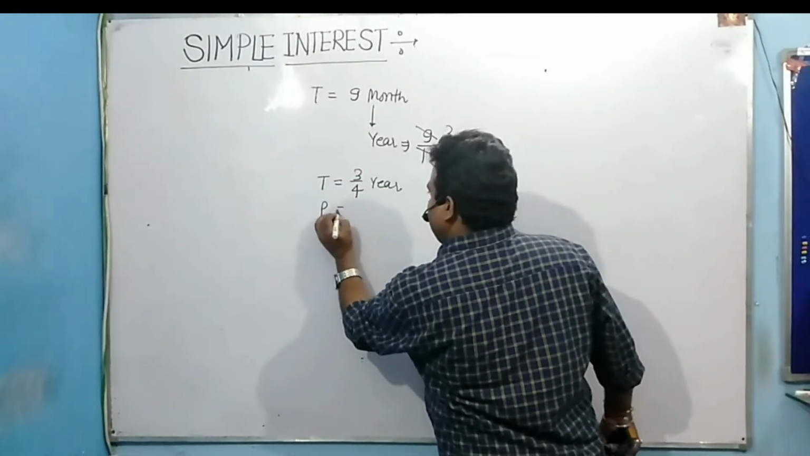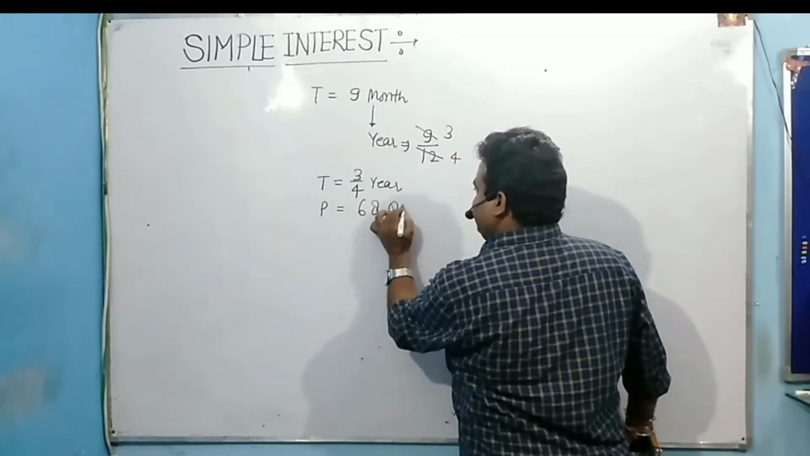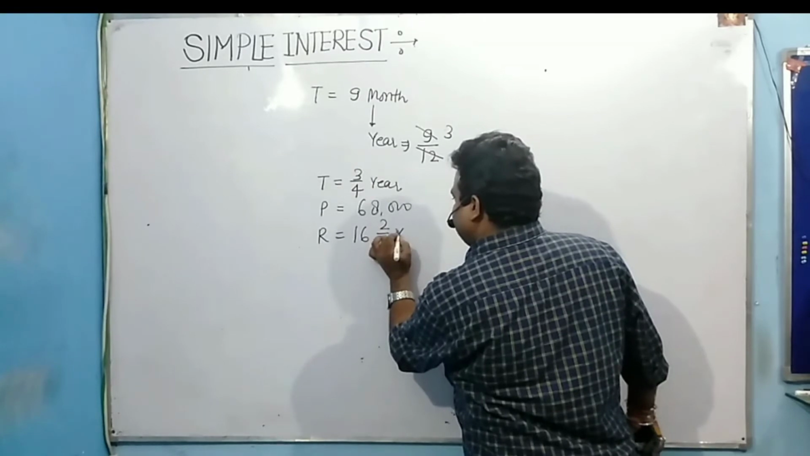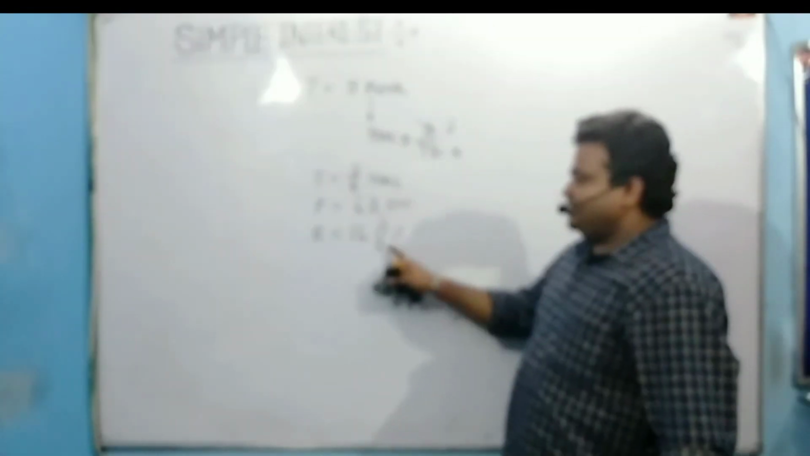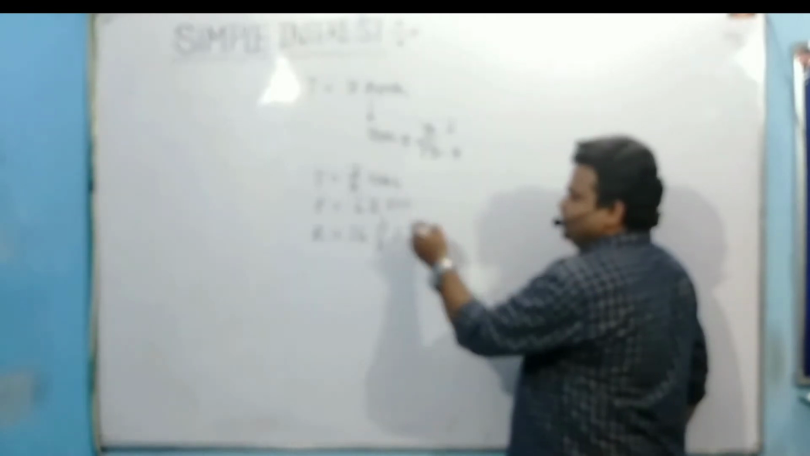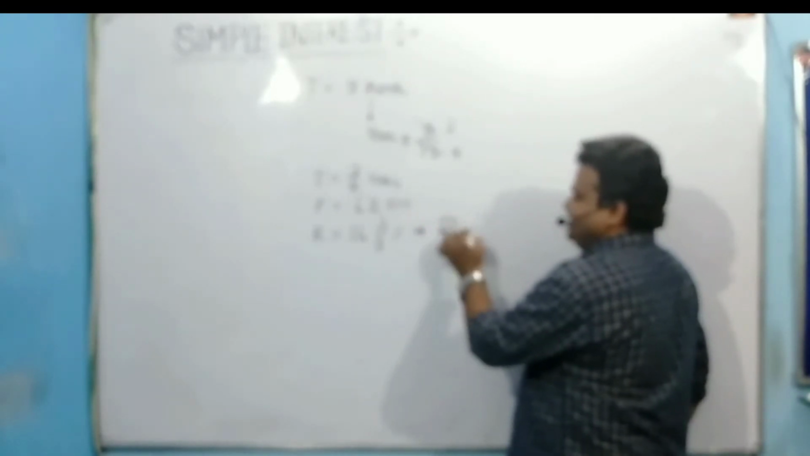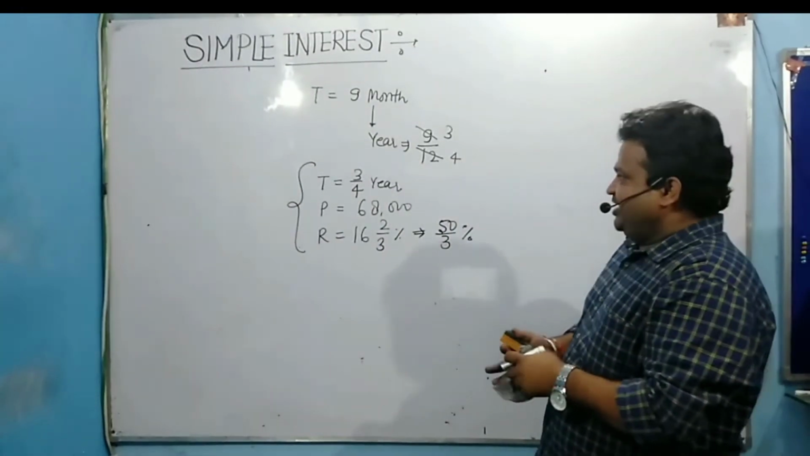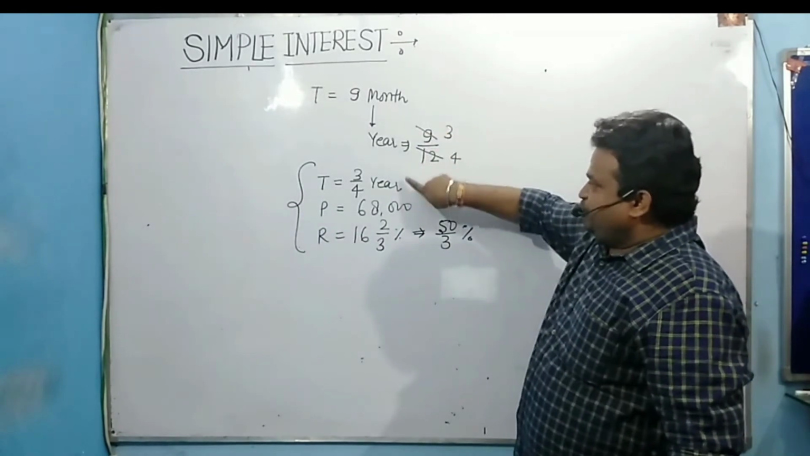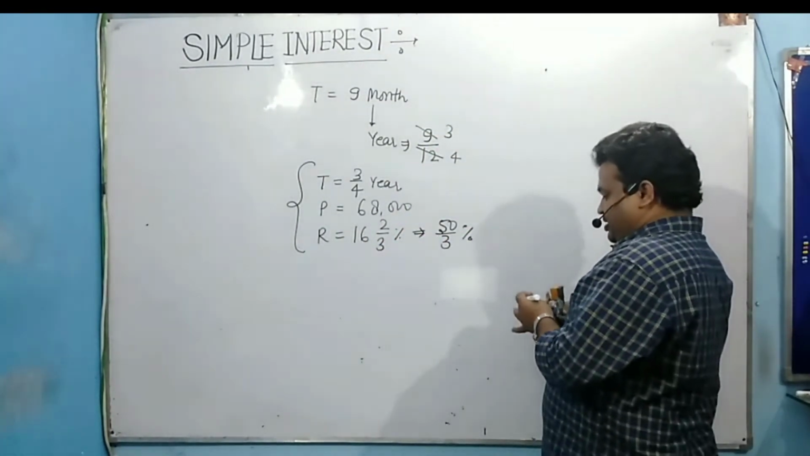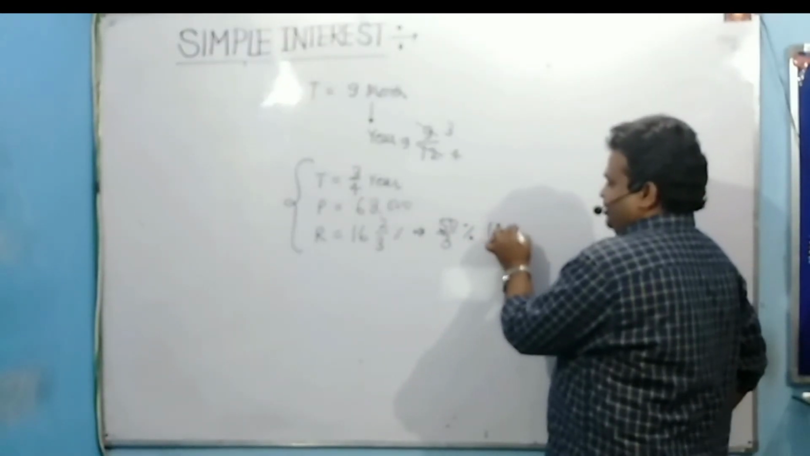Now what is the principal amount given to you? 68,000. What is the rate given to you? 16 and 2 by 3%. So first you convert it: 16 3s are 48 plus 2 is 50 by 3%. This is the interest rate per annum given to you. So these are your data. What I have done is convert the months into years first. This is the principal amount, and this is the R value per annum, the per annum rate.